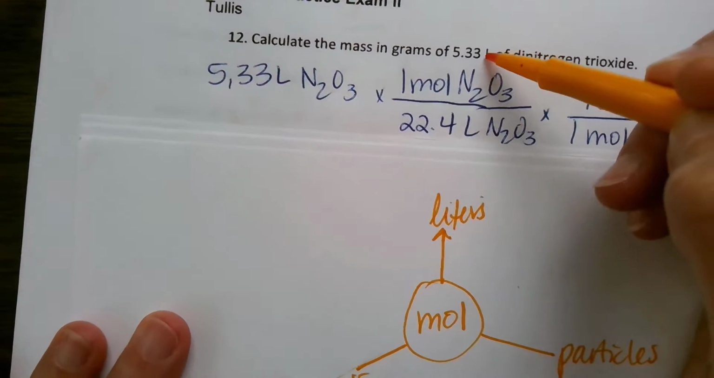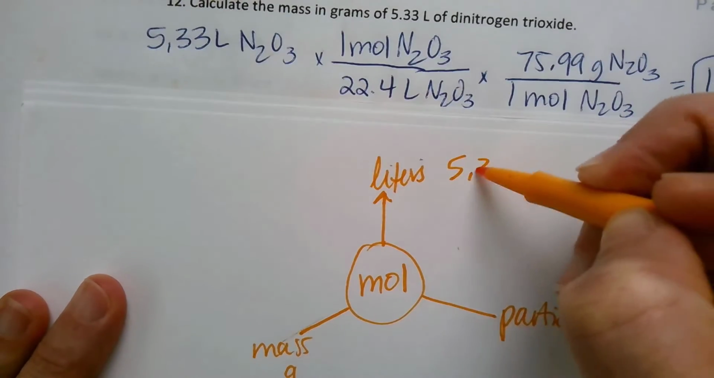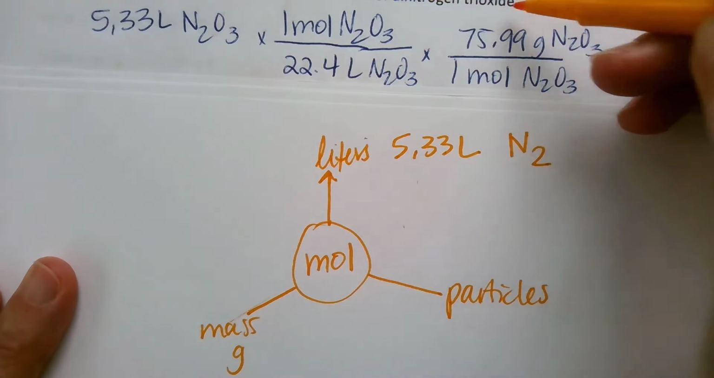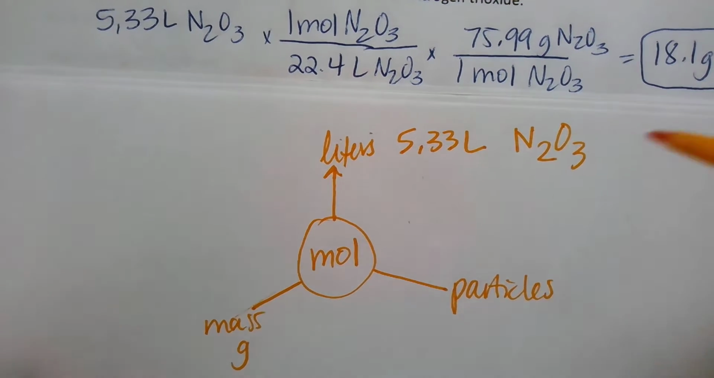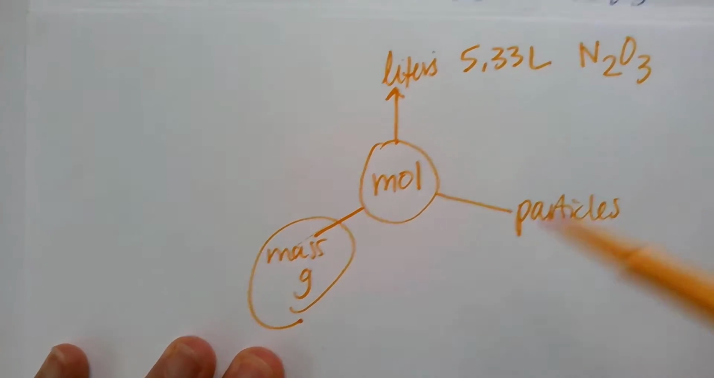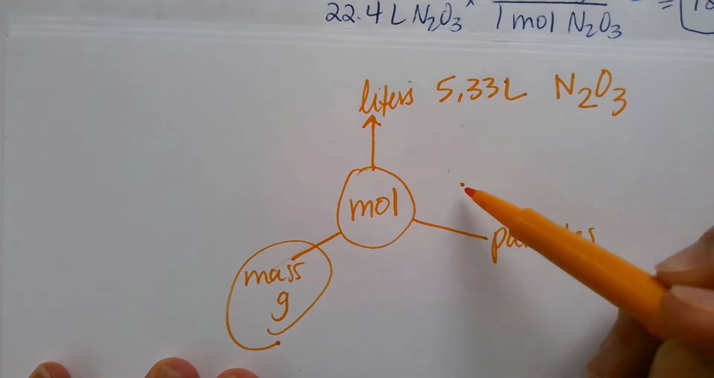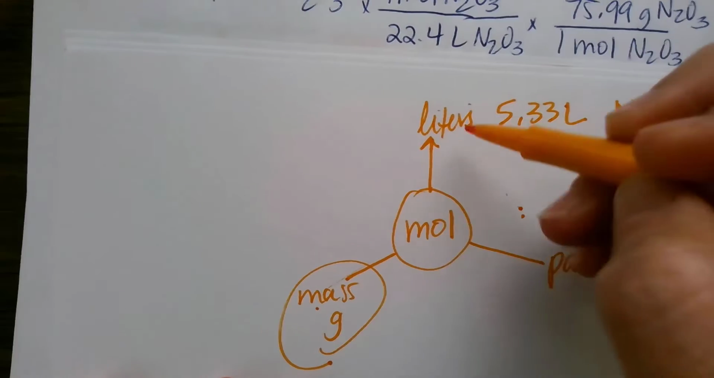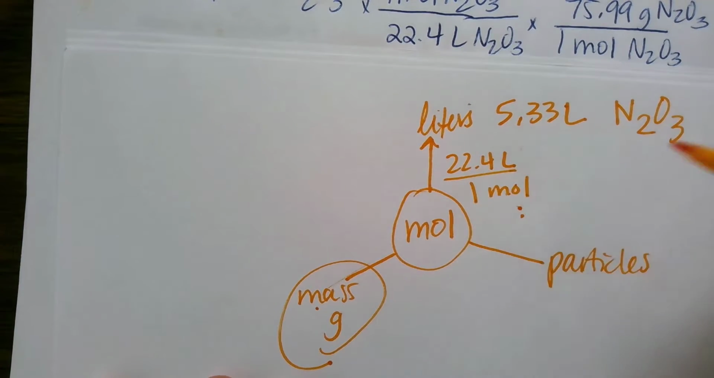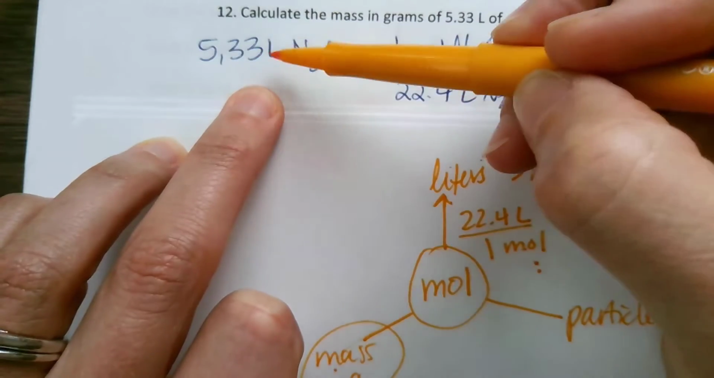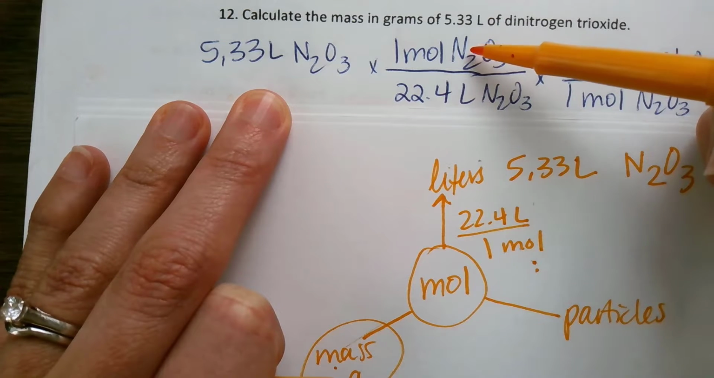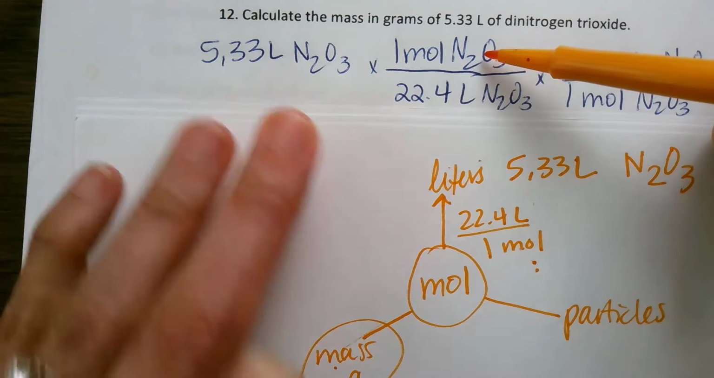This guy, I've got liters, 5.33 liters of dinitrogen, so N2 trioxide O3. Now I want to get to mass down here. So I got to go from liters to moles and then moles to grams. Remember, there's always 22.4 liters for every 1 mole. So I'm going to start with my 5.33 liters, and I'm going to do 22.4 liters down here for 1 mole of my N2O3. That gets me to moles.